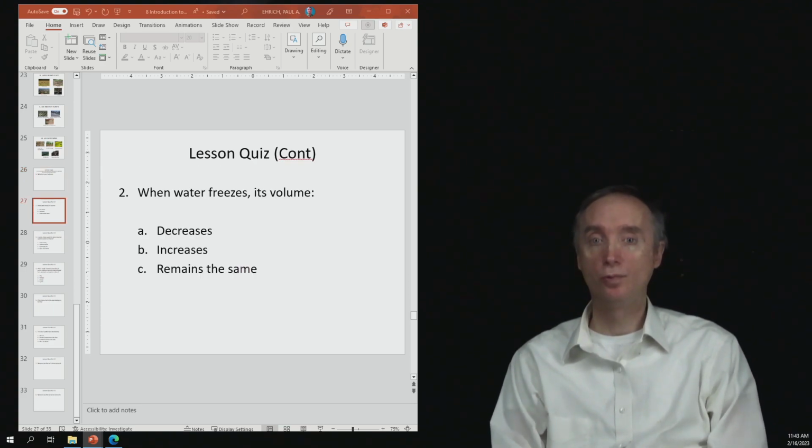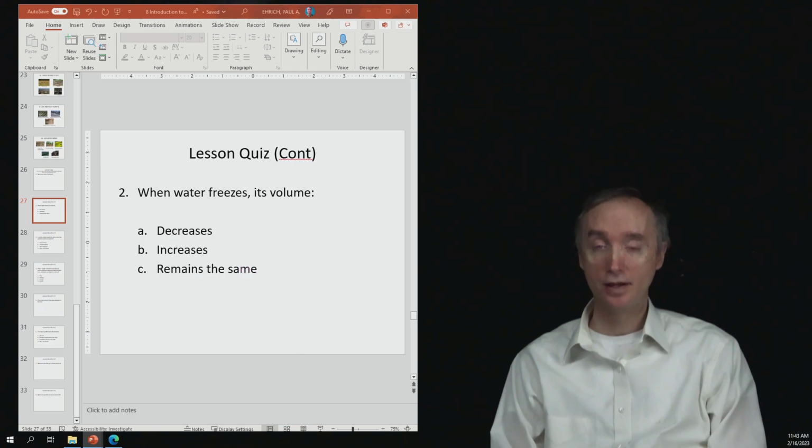Number 2, when water freezes, what happens to its volume? It's going to increase, it's going to expand, and then we found out that that was one method for breaking open a rock.